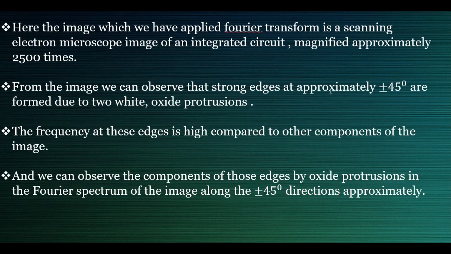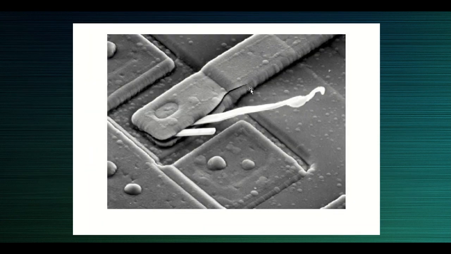The input image which we have seen earlier is a scanning electron microscope image of an integrated circuit magnified approximately 2500 times. And in this image we can observe these two white oxide protrusions, which are actually the high frequency components of the image. These high frequency components are approximately plus or minus 45 degrees with the axis.